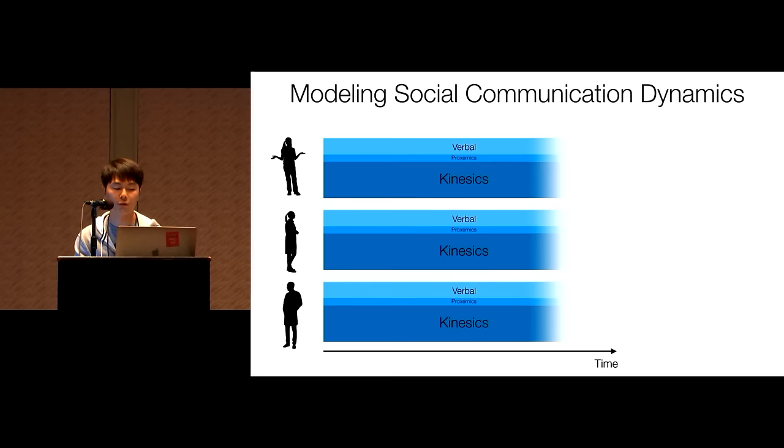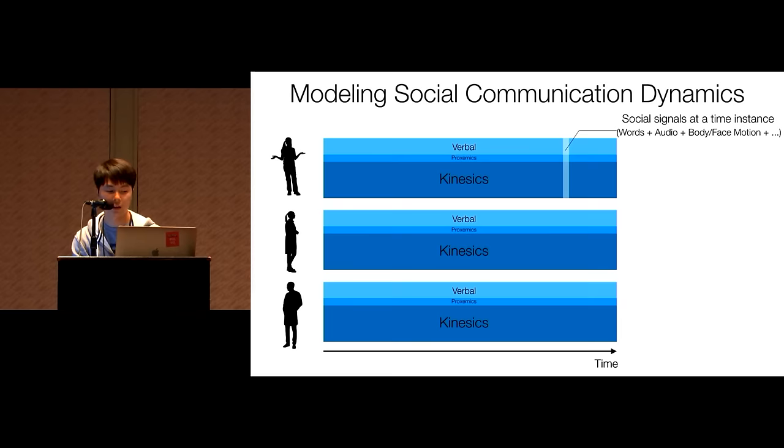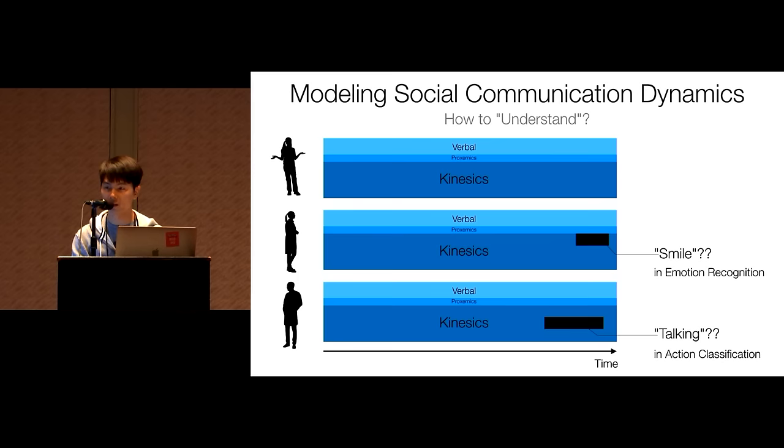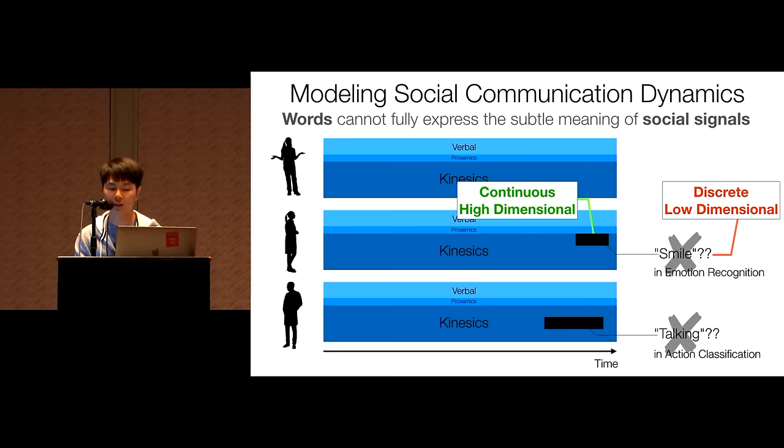Now let's unwrap these signals along the time axis. Here, each column is a concatenation of different channels at each time instance. And let's consider how machines can understand this communication. One common direction is representing the meaning of social signals by words, for example, smile in emotion recognition and talking in action classification. However, these approaches have clear limitations, especially words cannot fully express the subtle meaning of social signals because words are in discrete space, while our target signals are in continuous and high-dimensional spaces.